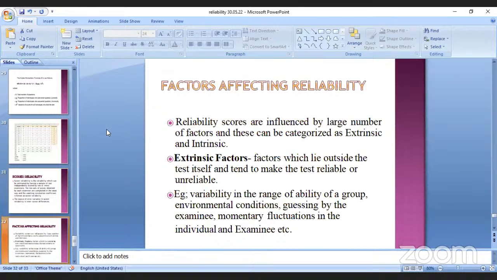Okay, so these are factors affecting reliability. There are extrinsic factors, which lie outside the test itself, usually environmental conditions or momentary fluctuations. When the individual is giving a response, if he is not able to concentrate properly, or there is a time crunch, we will just respond somehow, right? Sometimes we also do that. In some feedback form we just tick whatever in between. So all these are extrinsic factors which may hamper the reliability of my instrument.